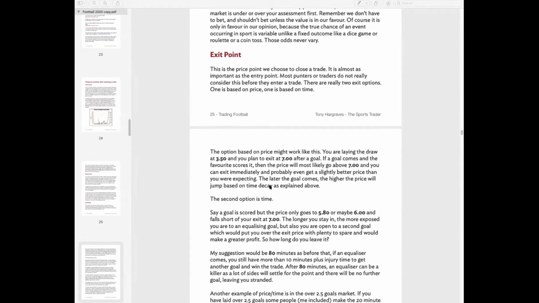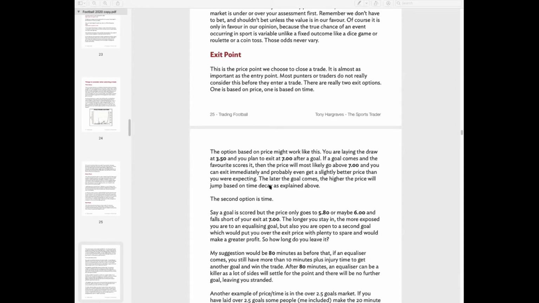It's almost as important as the entry point. Most punters or traders don't think about this a lot before they enter, and that's one of the discipline things. They have their strategy. They go, well, I'm going to lay the draw, and I'm going to lay it at 3.5, and if there's a goal, I'm going to lay it at 7. Well, what if there's not a goal? When are you going to get out? Oh, well, I'll worry about that when it happens. That's what most people will do.